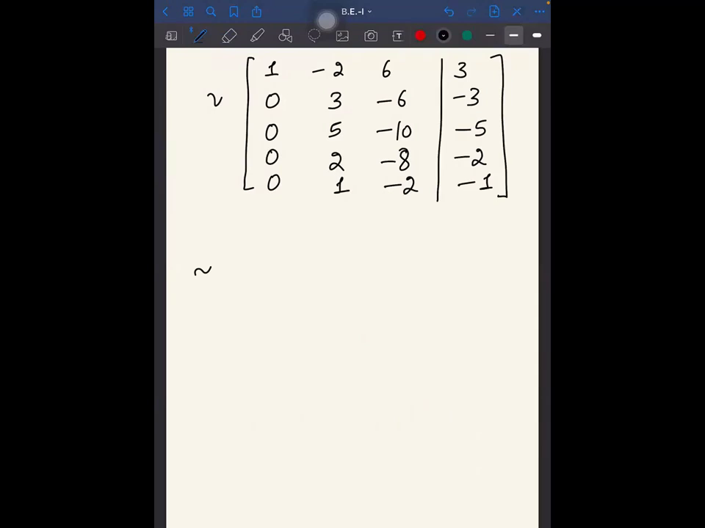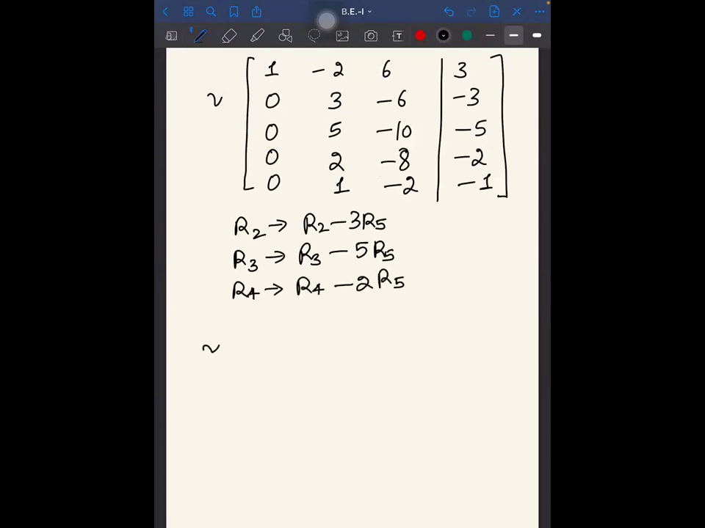so many rows are, I mean, you can say that they are almost the similar ones, right? So you can divide this row by 3, this by 5, this by 2, or we have this thing over here, right? So we'll simply say that operate on R2 minus 3 times R5. Operate on R3 minus 5 times R5. Operate on R4 minus 2 times R5. So what are we gonna get?